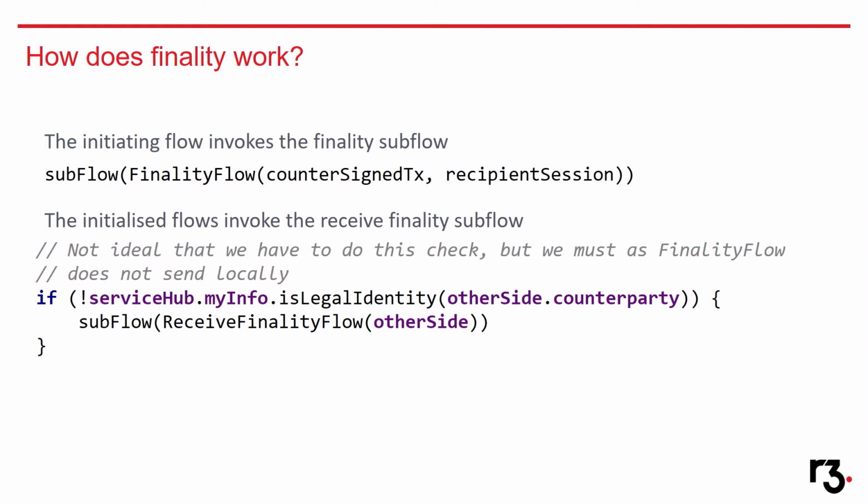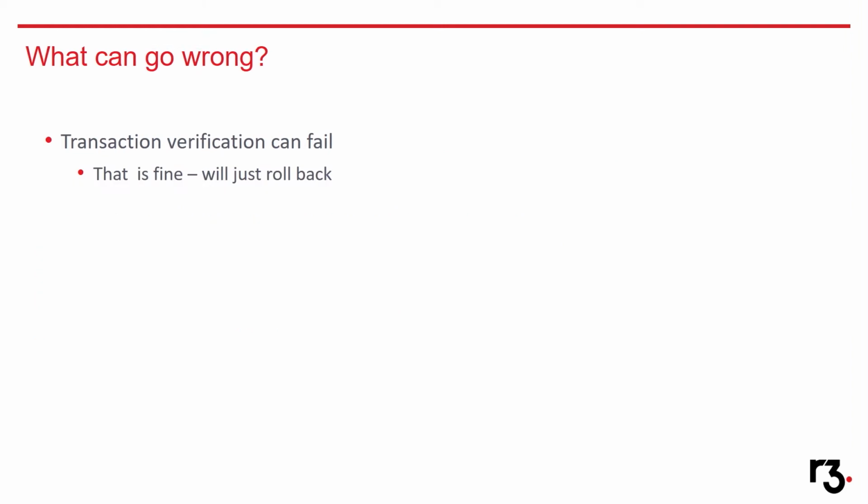So basically, if the counterparty is ourselves because we have a mix-up or something, and we wait for that, it'll just block forever because we don't send it to ourselves. So we have to add an if statement around the receive thing. It's just a technical gotcha you have to be aware of when writing Corda apps, that otherwise a Corda app can block itself by calling finality on itself.